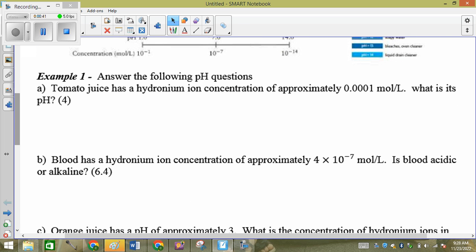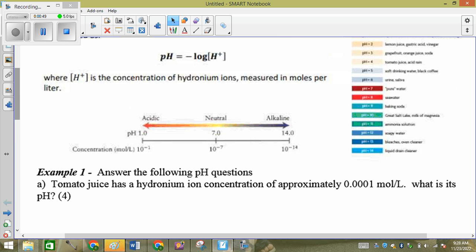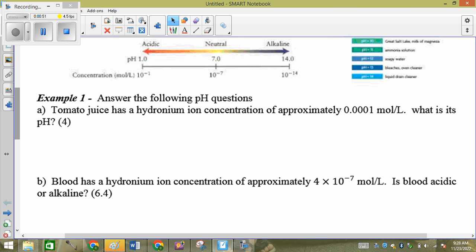So here it says, tomato juice has a hydronium ion concentration of approximately that. So we either have pH or H+. So it's H+. They gave us 0.0001 moles per liter. I remember absolutely nothing from high school chemistry, just so you know, it left me a long time ago. They want the pH.